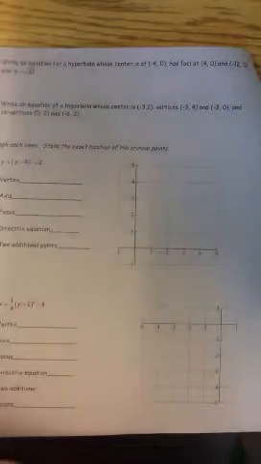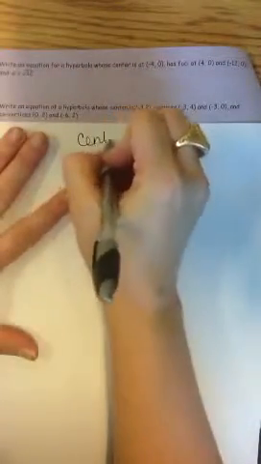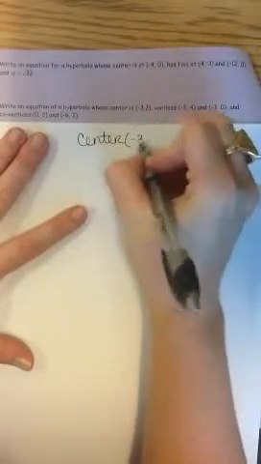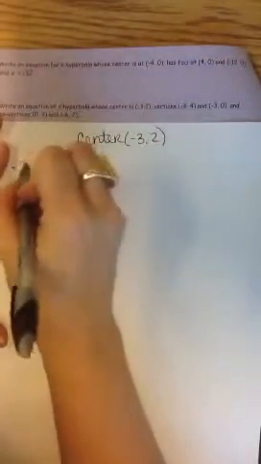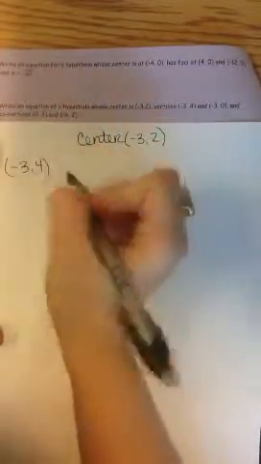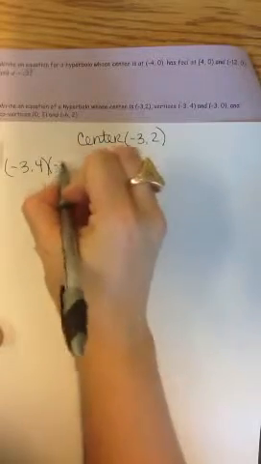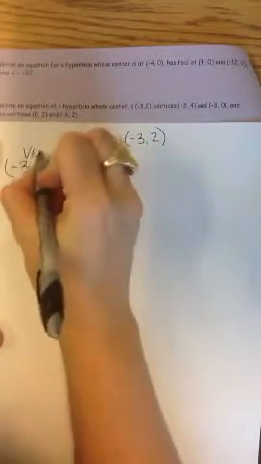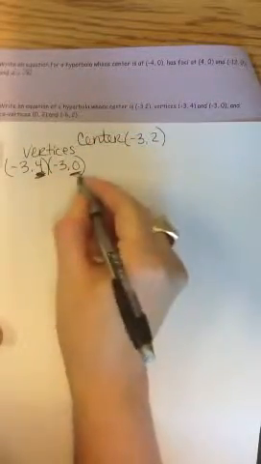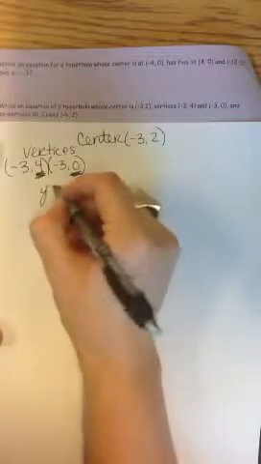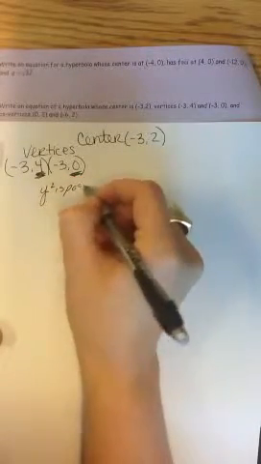Number 8. We have a center. The center is -3, 2. It's a hyperbola again, so we have to figure out which comes first, the x or the y. So then we look at the vertices. These are the vertices. You're always asking yourself what's changing, what moved. The y position moved. That means y squared is positive.